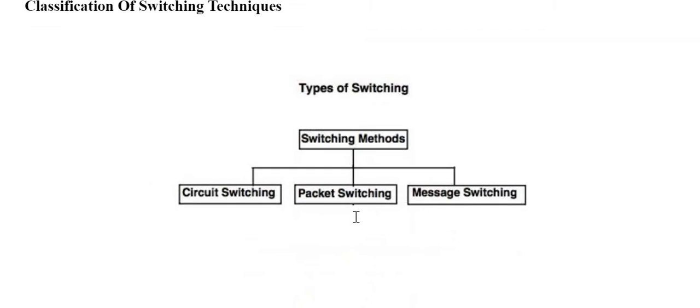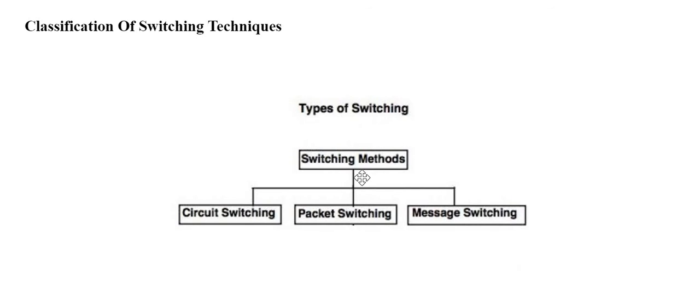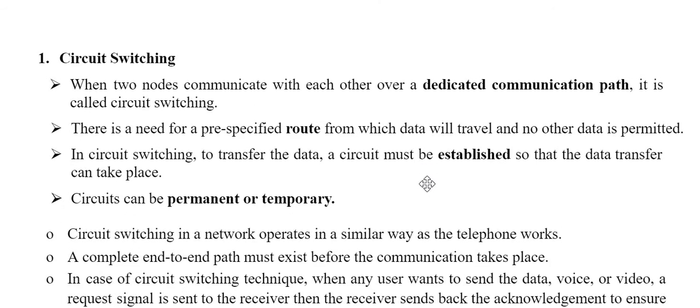Generally, we have three types of switching methods: circuit switching, packet switching, and message switching. I'll be discussing these one by one. So going to circuit switching.